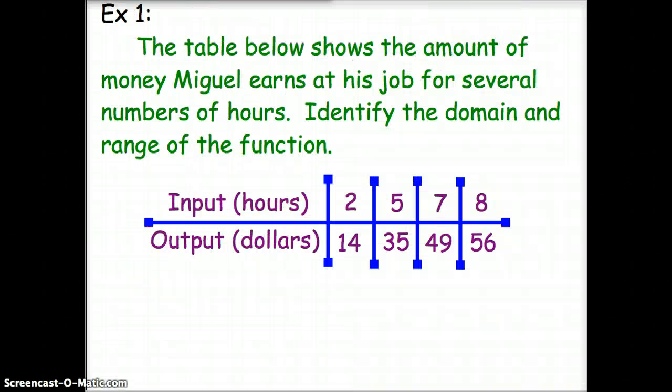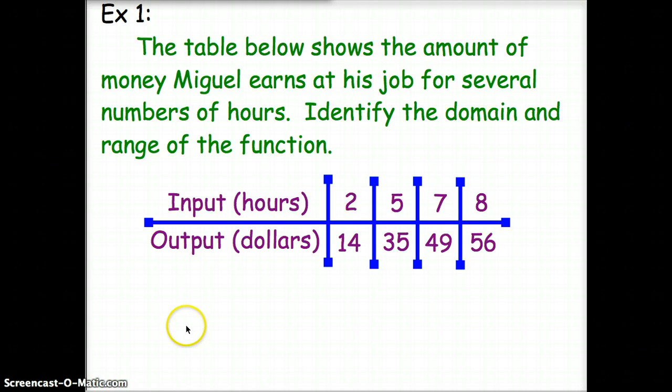We're going to skip this one. Well, no, we'll go ahead and do this one. So we've got Miguel on his job, and the input is his number of hours, and the output is the dollars. We're identifying the domain and the range.